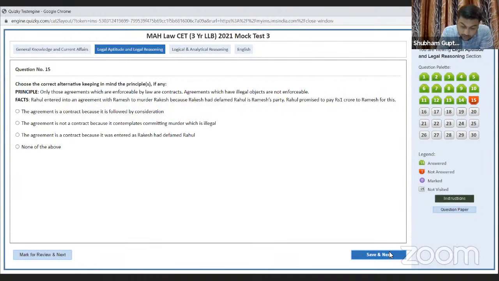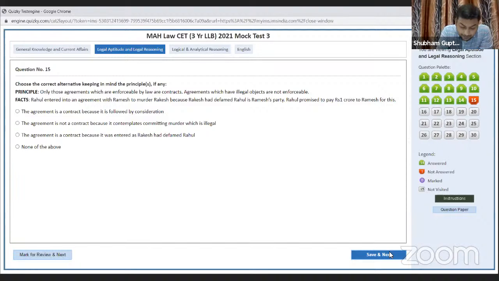Now let's look for this. Only those agreements which are enforceable by law are contracts. Agreements which have illegal objects are not enforceable. Now let's read. Rahul entered into an agreement with Ramesh to murder Rakesh. So tell me, is murder legal? Is murder a legal thing? So murder is illegal. So if murder is illegal, this contract must be void.